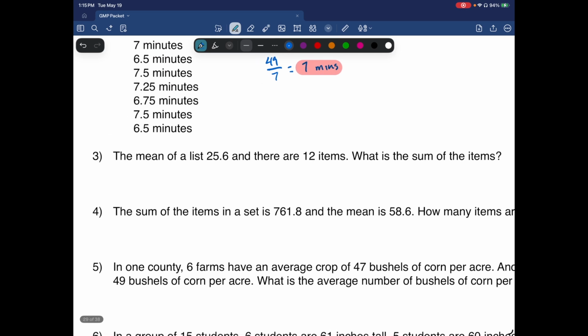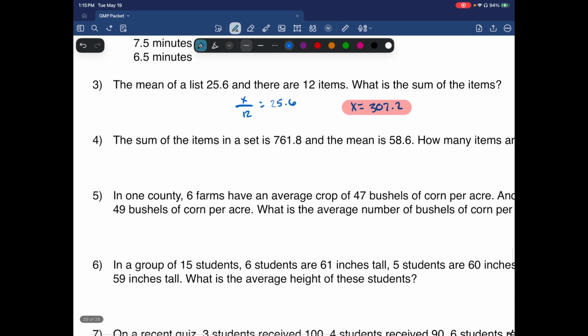The mean of a list is 25.6, and there are 12 items. So I don't know what the sum is, but I know I'm dividing by 12, and I got 25.6 as my mean. So if I multiply both sides by 12, you get x equals 307.2, and that would be the sum of the total items in that list.